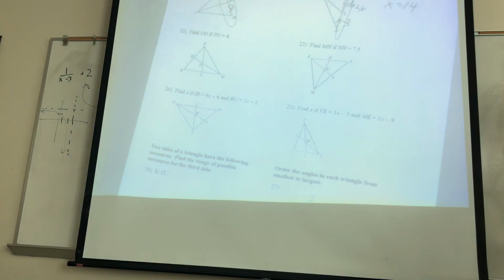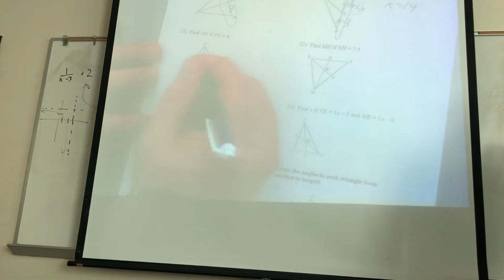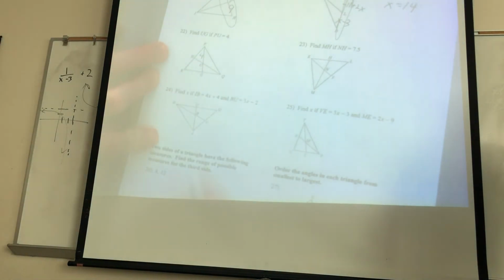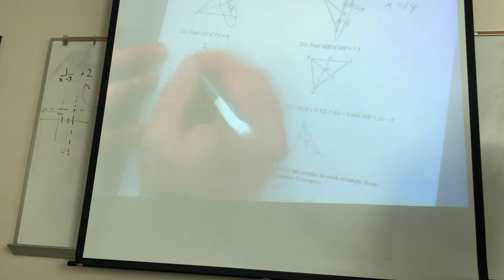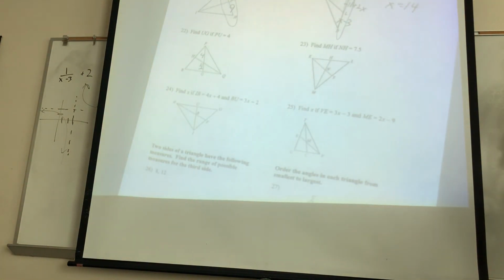Okay? Set them equal, take a look at it. The medians are also the ones that intersect and they have the 1/3, 2/3 thing. If PU is 4, that's 2/3 because it goes to there. This is going to be 1/3, which is half of that, so it's going to be 2. The whole thing is going to be 6. 2 is 1/3 of that. 4 is 2/3 of that. That's the only one that has that relationship, the medians.